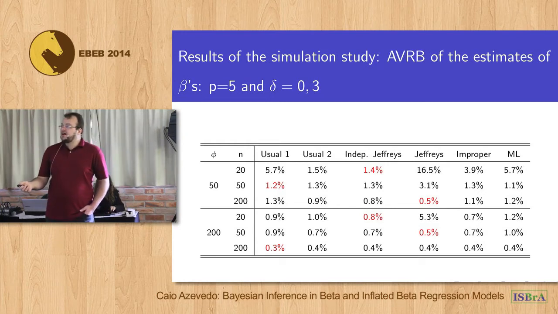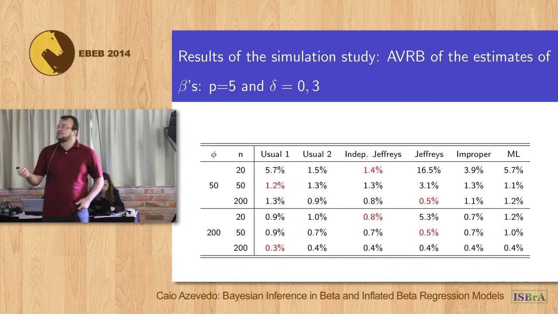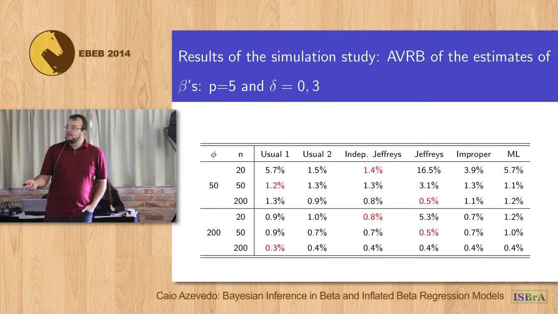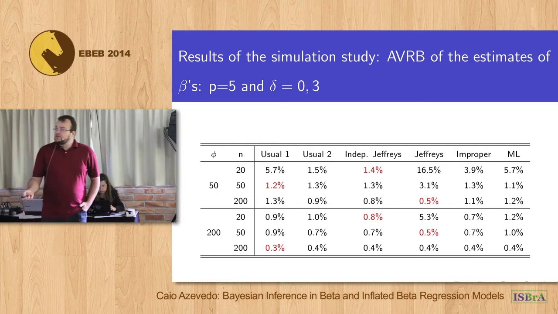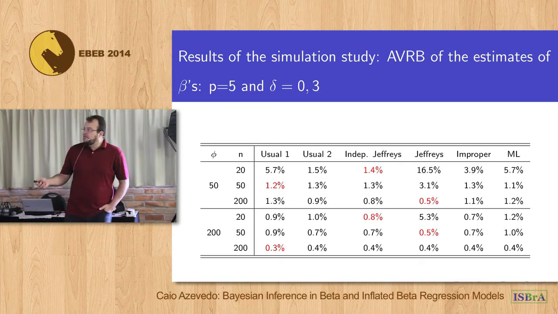Okay? Here is just a summary of the statistics, the average value of the relative bias for all the beta parameters. So I have 5 regression parameters, and here is just the mean of this statistic for each one of these parameters. Okay? So here we have that the independence Jeffreys prior, for example, presented the most accurate estimates. Here the usual set of priors presents the best ones. Again the Jeffreys prior here, the independence Jeffreys prior, the Jeffreys, and the usual one. In none of these setups did the maximum likelihood estimators present the most accurate results.